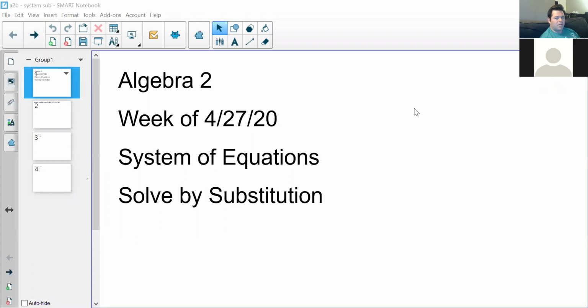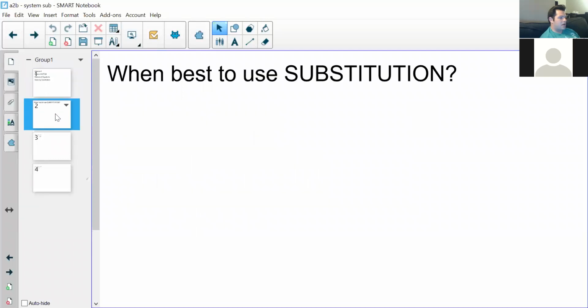So again, a little bit of review of Algebra 1, but we're dealing with systems, which we know is two equations that we're going to be able to solve, hopefully, for a solution. So in this particular case, I want to talk about when it would be best to use the substitution method.